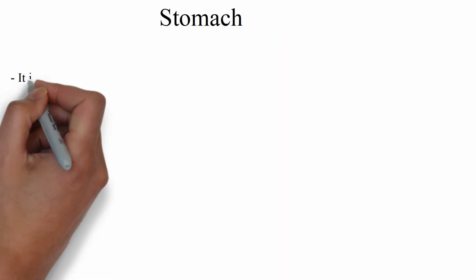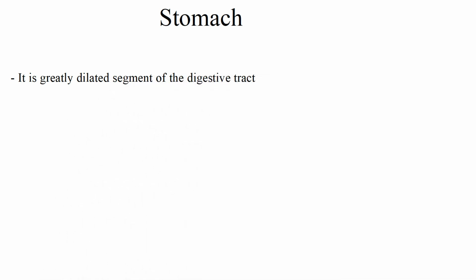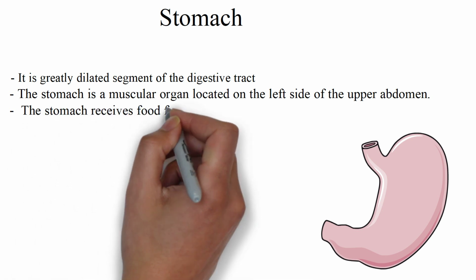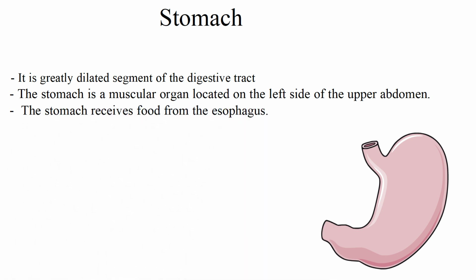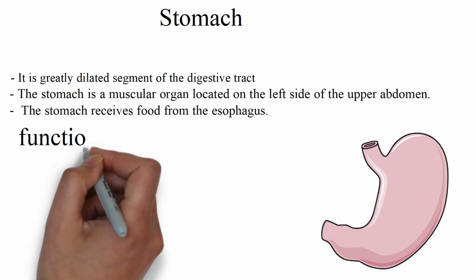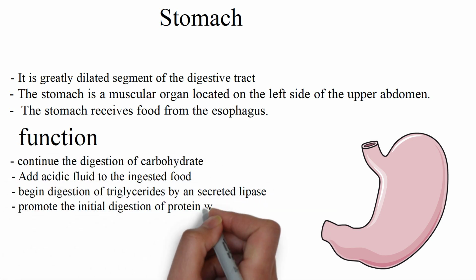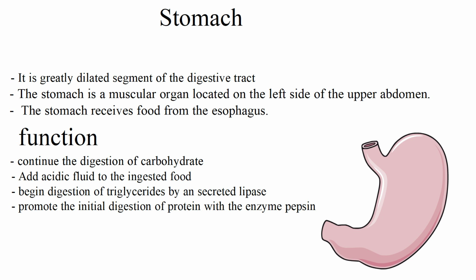Then after the esophagus, we have the stomach. The stomach is a greatly dilated segment of the digestive tract. The stomach is a muscular organ which is present on the left side of the upper abdomen and it receives the food from the esophagus. Its main function is that it continues the digestion of carbohydrate, it starts the digestion of protein and fat, and adds HCl to the food.